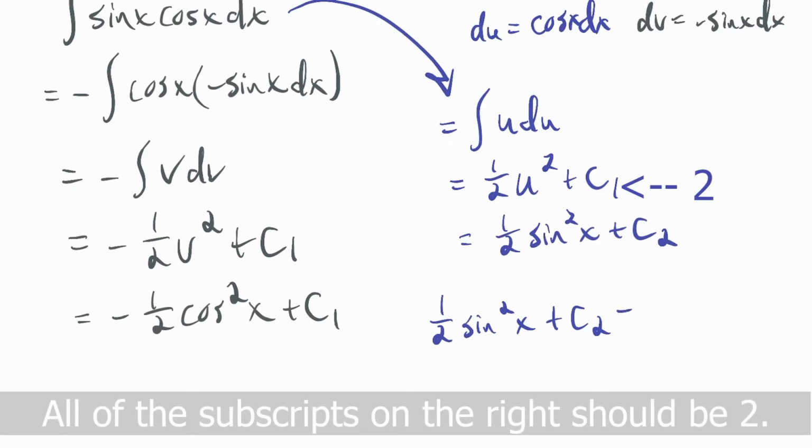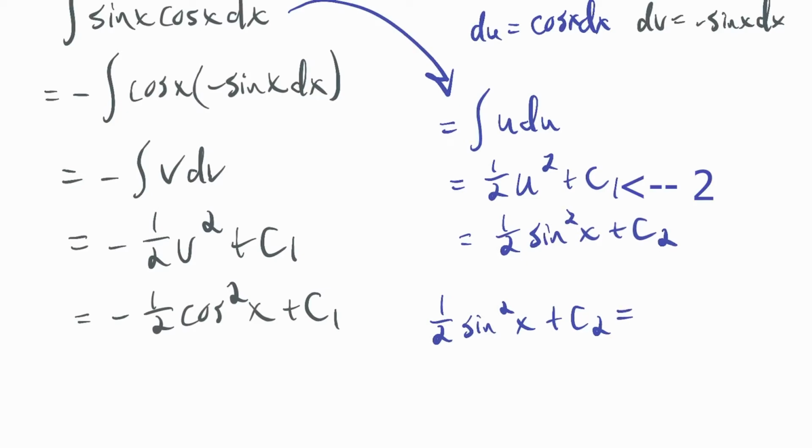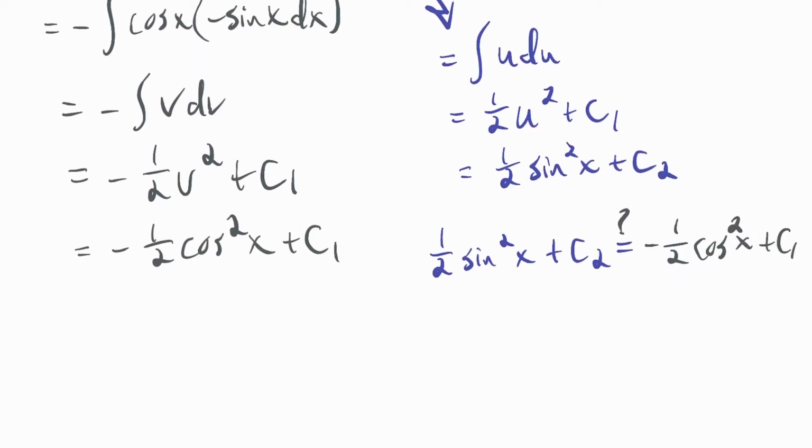So does this equal 1/2, or rather negative 1/2 cosine squared x plus c1, right? Are those the same thing? Are they equivalent? Well, if I double everything, that's going to get rid of fractions.